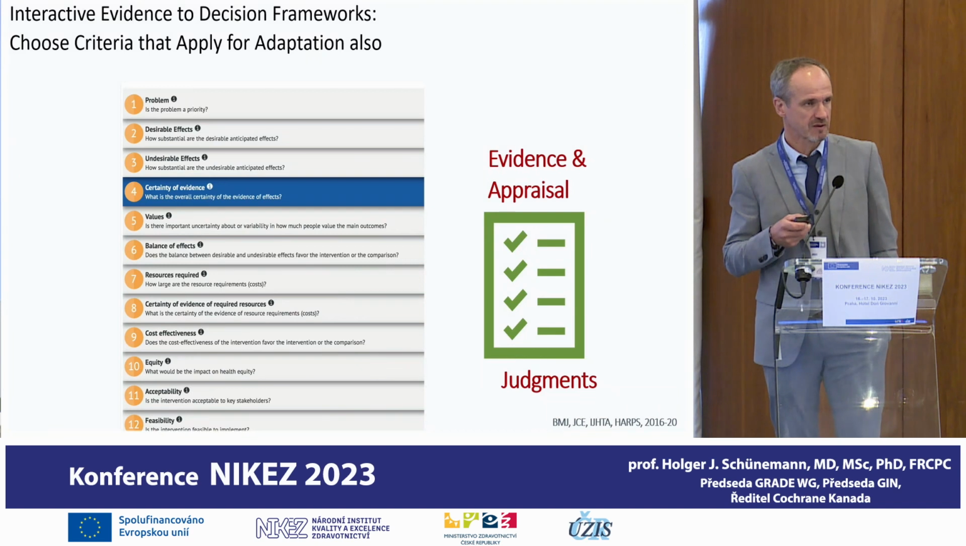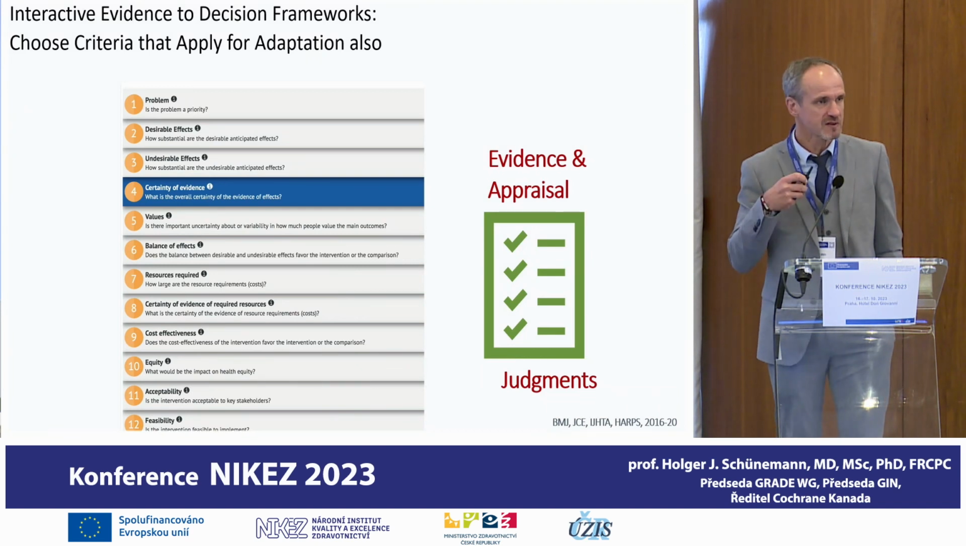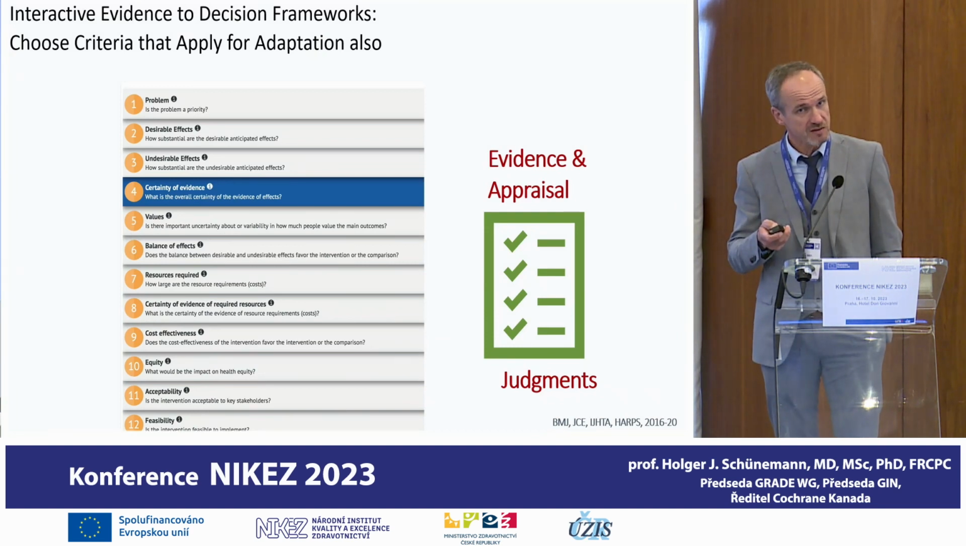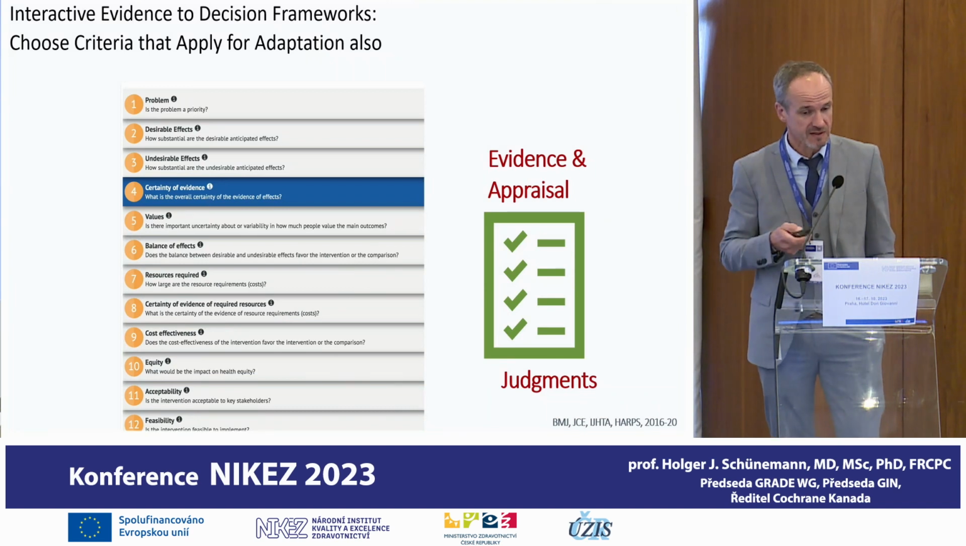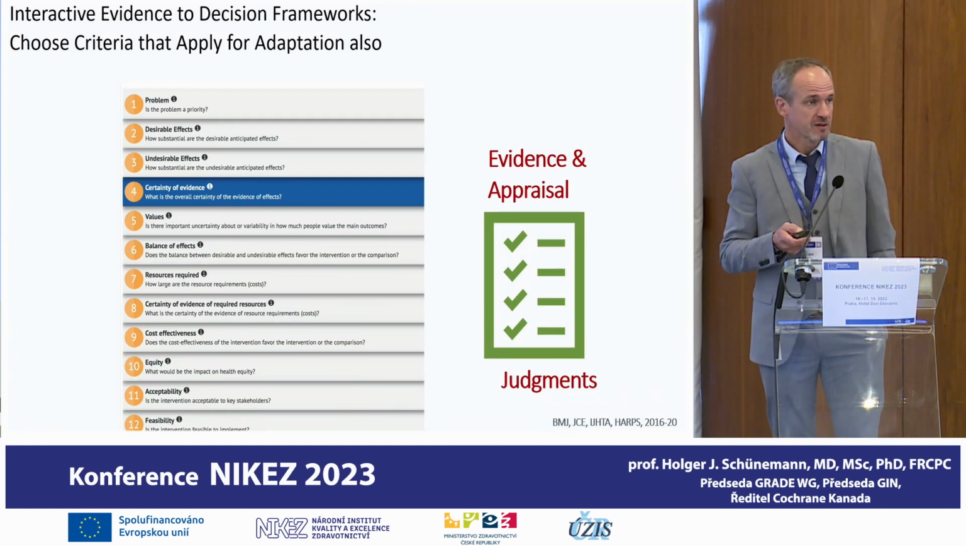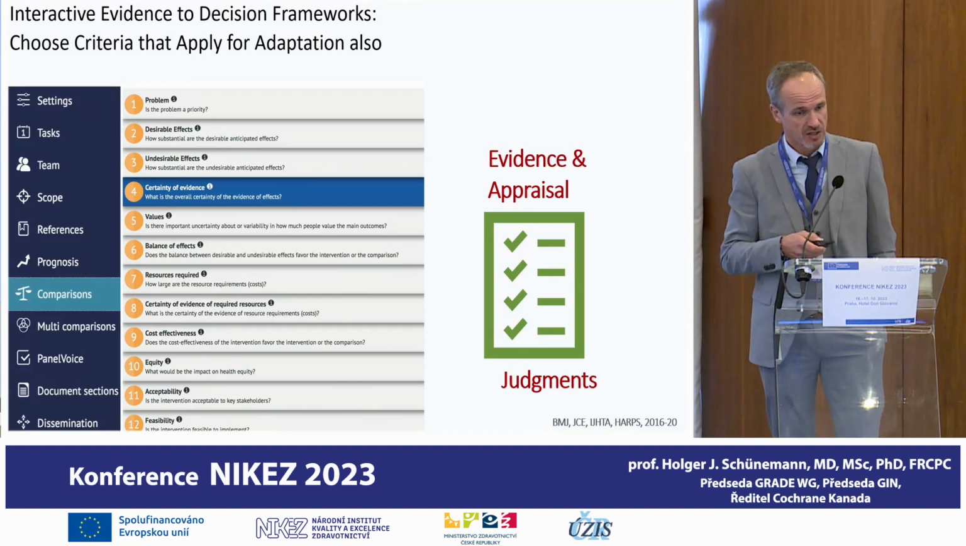I already took you through them. Health benefits and harms, certainty of the evidence that is there. What are people's values that they put on it? What are the resources required? So think about the stockings example. Is it cost effective? Can everybody afford it? Equity. Is it feasible and acceptable? And that is based on evidence reviews and judgments.